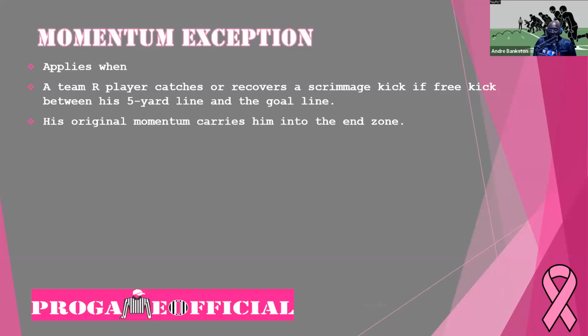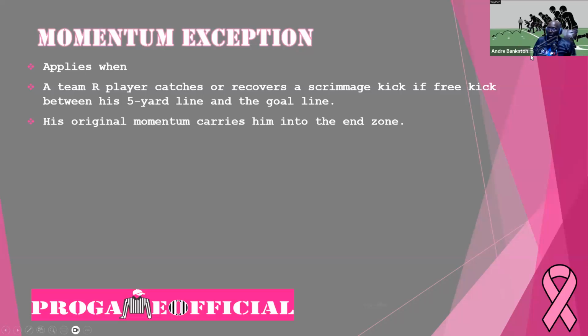It must be the original momentum that carries into the end zone, so I can't catch it on the 2-yard line and then run back and forth and then go into the end zone. And if I'm down there, that's going to be a safety. But if I catch it and my original momentum takes me into the end zone, then we'll have a touchback.